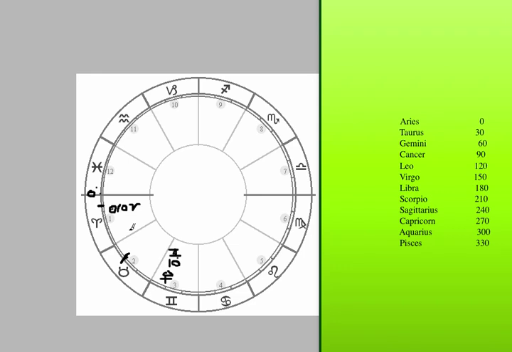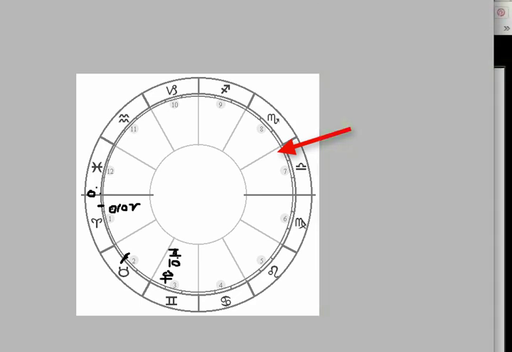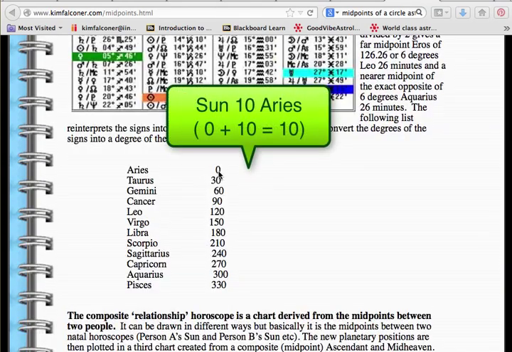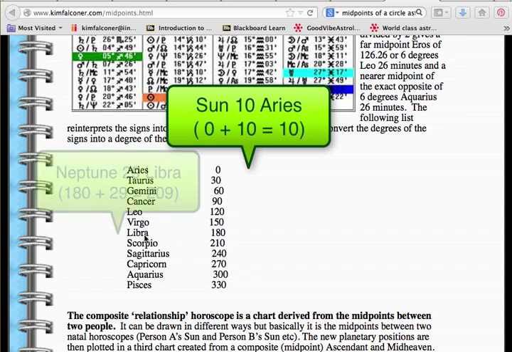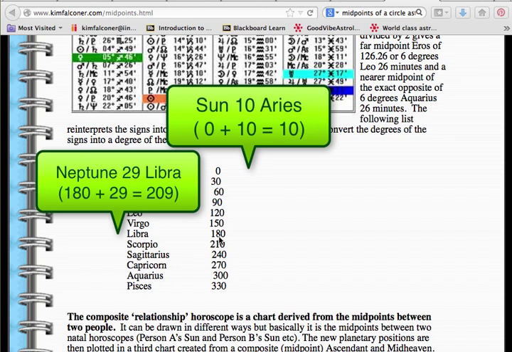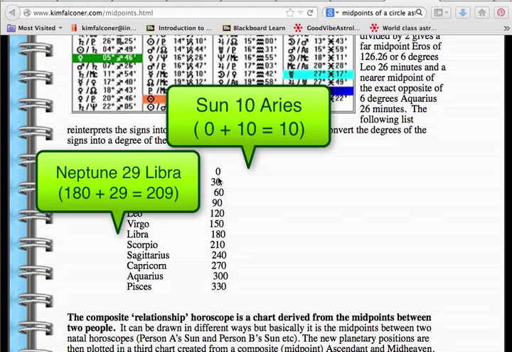What if we have the sun here at 10 and maybe we have Neptune over here at 29 Libra? Okay, now I have to kind of squint and think about what that might be. Well, no, you don't. You don't have to squint. What we do is we reduce the zodiac to degrees of the circle. Here's how we do it. So if we have the sun at 10 Aries, and we have Neptune at 29 Libra, we're simply going to add that 29 degrees to Libra, which is 180, and we're going to add 10 degrees to Aries.